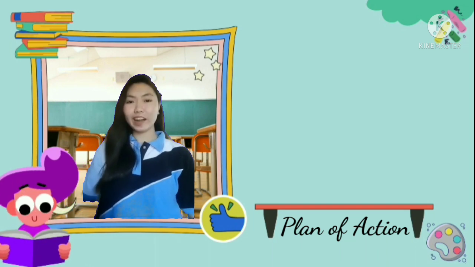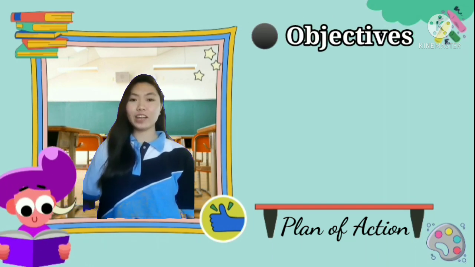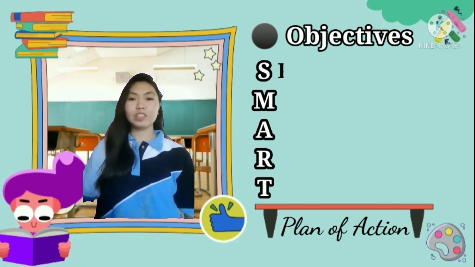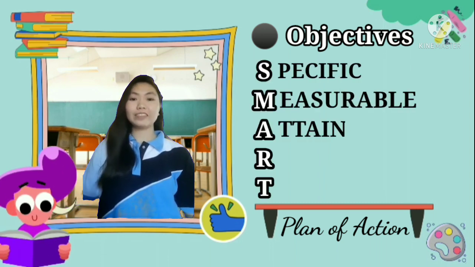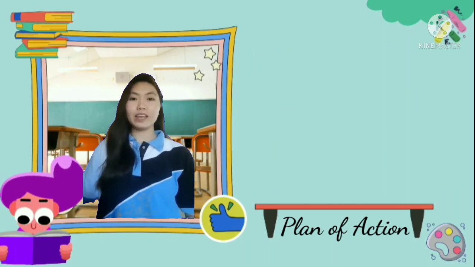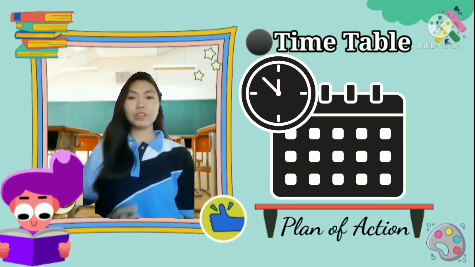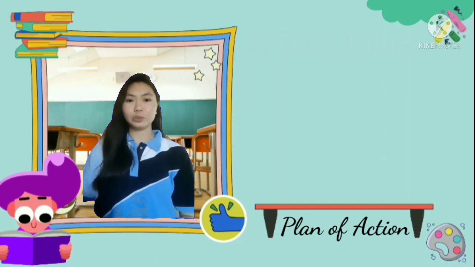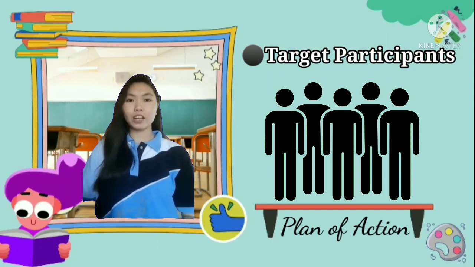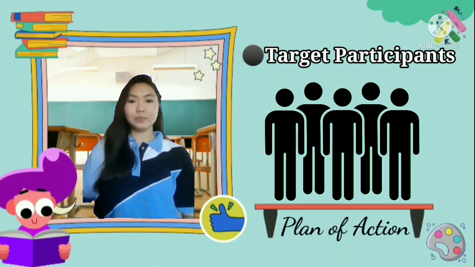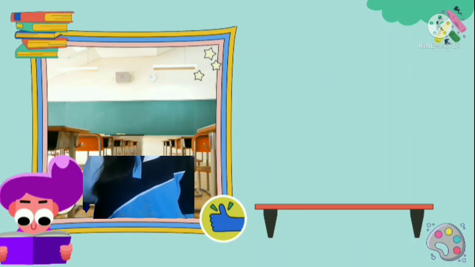Our group plans to write objectives with strong and positive statements to make sure they are SMART: specific, measurable, attainable, realistic, and time-bounded. We will also make a timetable to help determine how long it will take to complete our action research. The participants of our action research are those who are directly affected by the problem stated.